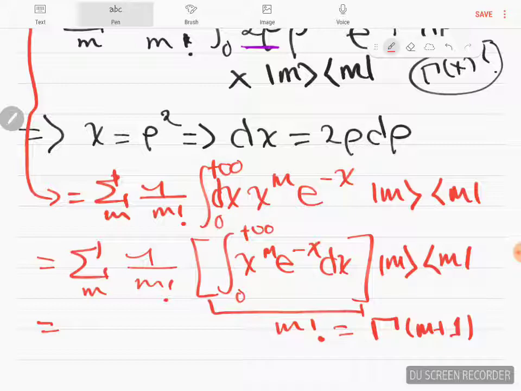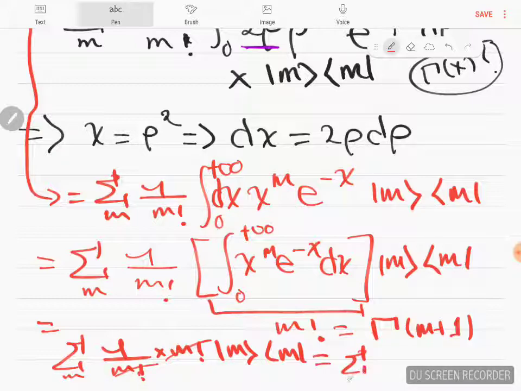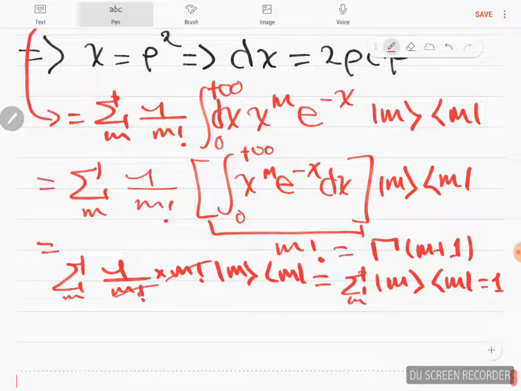So then we can write this integral in the following way. Summation over m of 1 over m factorial times m factorial, ket m bra m. This goes away. We're left with the summation over m of ket m bra m. And this is the identity resolution for any quantum mechanical state m, which is the state in which we have expanded our coherent state basis.